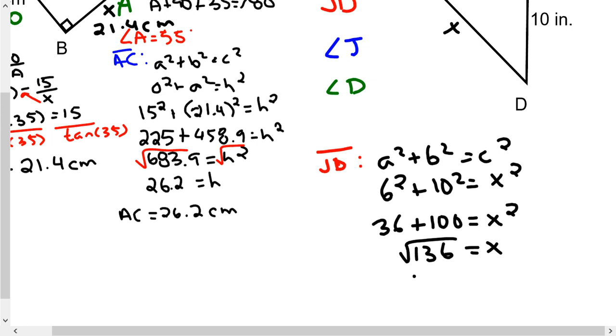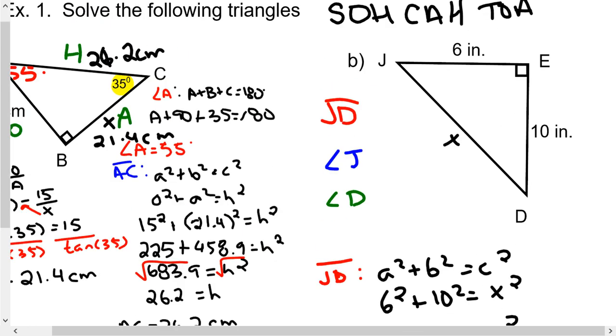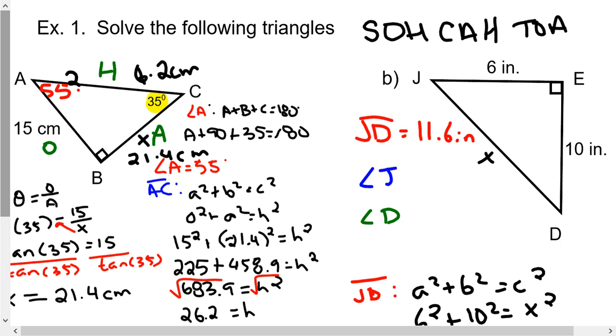11.66. So that's length JD. 11 point, let's say 6. And not centimeters, our units look like they're inches this time. So one thing off our list, one thing solved already. So let's find our next portion.